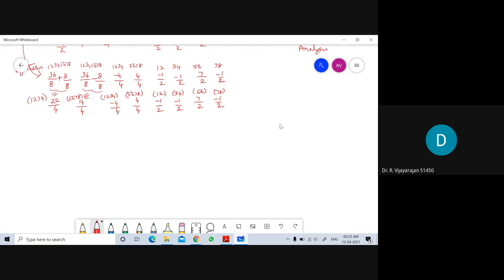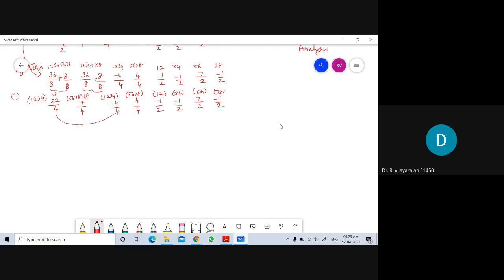So this is the first level of synthesis. For the next level, once again you need to consider similar indices. This is 1, 2, 3, 4 and 5, 6, 7, 8. So you consider these two, go for addition and subtraction. So that is the next level.